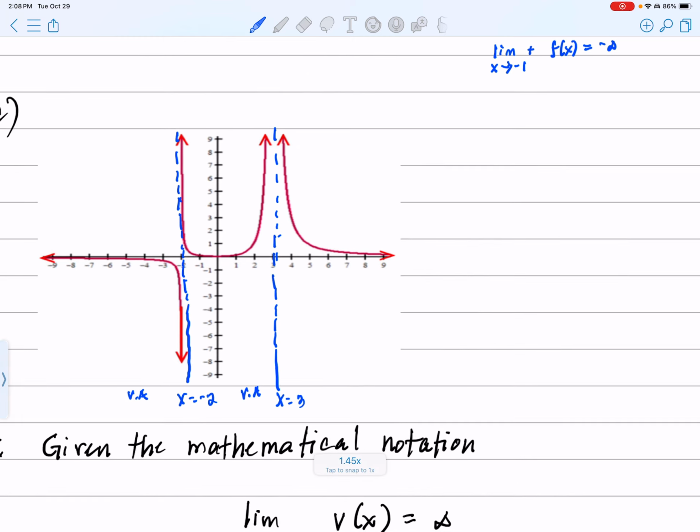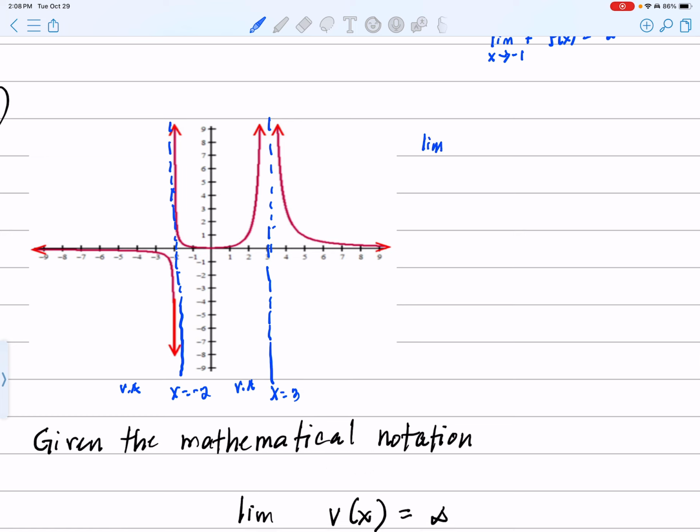Okay, let's write down our limit. This is the left and this is the right of -2. This is the left and this is the right of 3. So as X approaches -2 from the left, the function of X goes down. It's negative, the curve goes down. Limit as X approaches -2 from the right, it goes up. So the function of X is positive infinity.